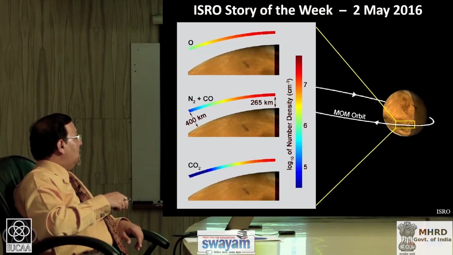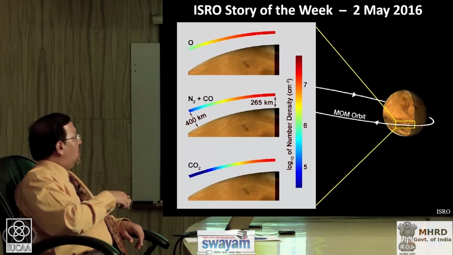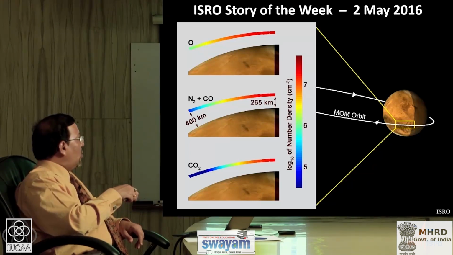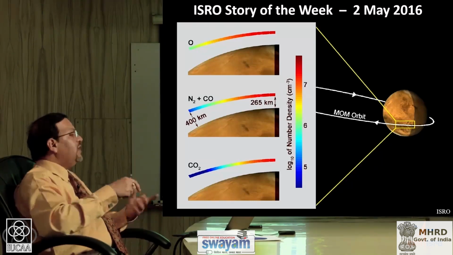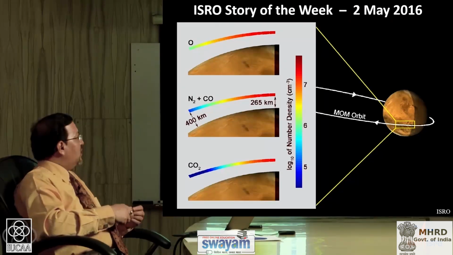You can see here this is Mars, this is the day side, this is the night side. The orbit of the MOM is such that it enters, or becomes closer to Mars, on the dawn side or the morning hours and comes out in the evening hours. And this is the time when it is closest to Mars, and we are able to see the evening hours atmosphere and how it varies.